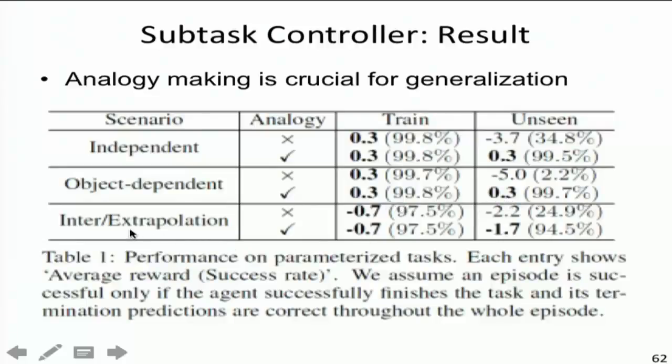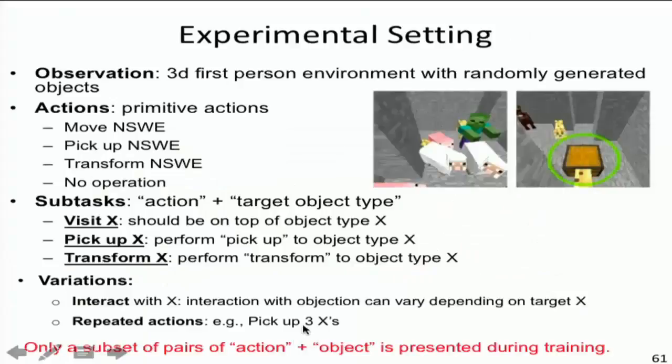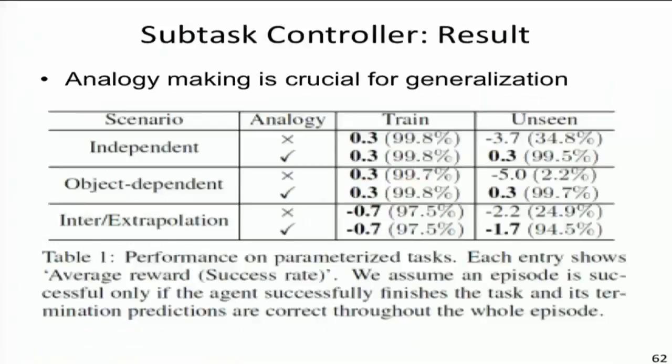Another scenario is when you repeat some actions. We provide a subset of numbers, such as 1, 3, 5, as the number of repeated actions to take, and then in the extrapolation scenario, we tested on 2, 4, 6, and some other numbers of repetitions. Again, using analogy making is useful in that scenario as well.